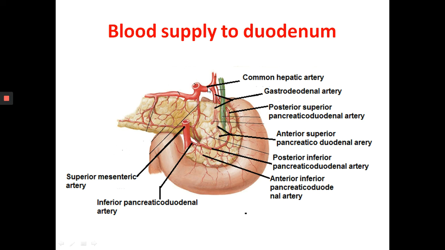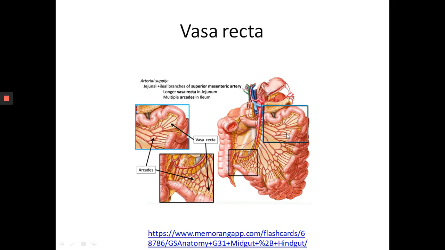The jejunum and ileum receive blood supply from a rich network of arteries that travel through the mesentery and originate from the superior mesenteric artery. The multitude of arterial branches that split from this superior mesenteric artery is known as the arterial arcade. They give rise to the vasa recta that gives the blood to the jejunum and ileum.